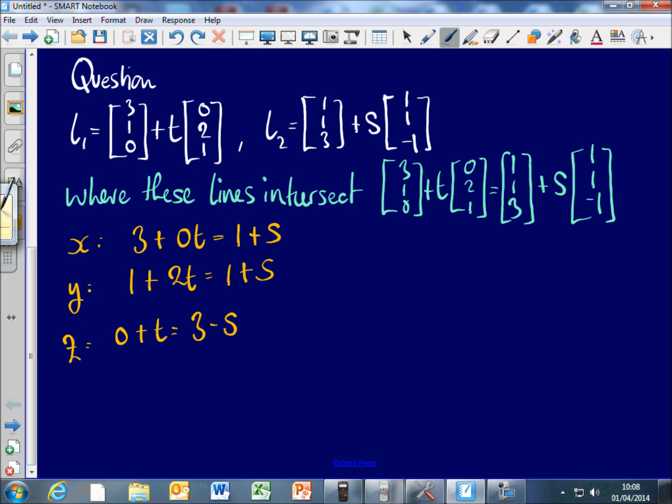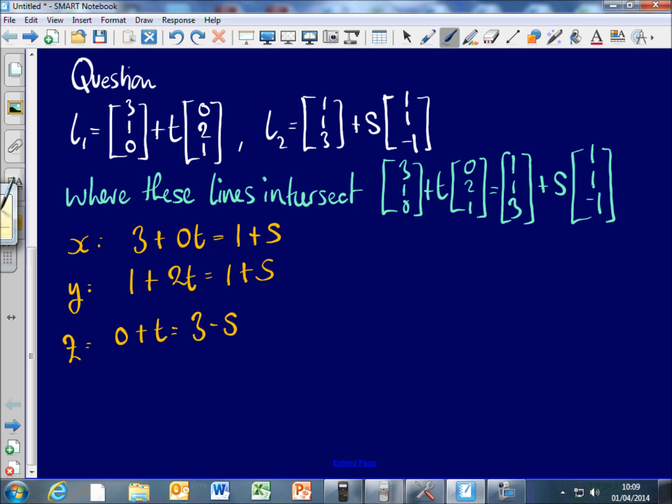So you only need two equations to find out the values of s and t, because two equations to find two unknowns. Here we have three equations to find two unknowns. However, we have to make sure that the s and t that we find satisfy all three equations. And that ensures that these lines do actually intersect. They might cross in the x and y plane, but not in the z plane. They might be skew lines.